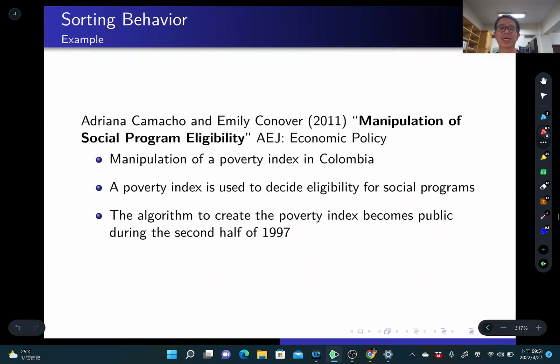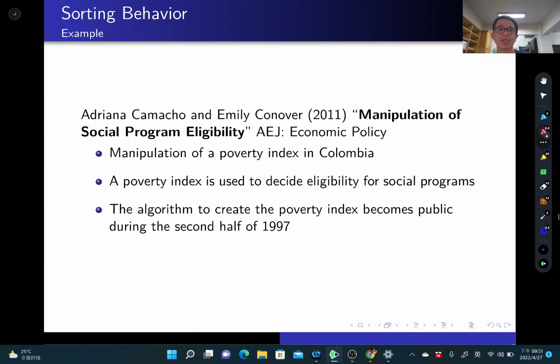Okay. So here I give you one example to show such a thing actually can happen in real life. This paper tried to show this manipulation of social program eligibility. So they use the example in Colombia. They will give someone a cash transfer if they use the poverty index.